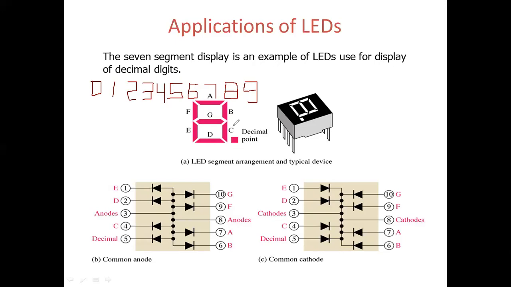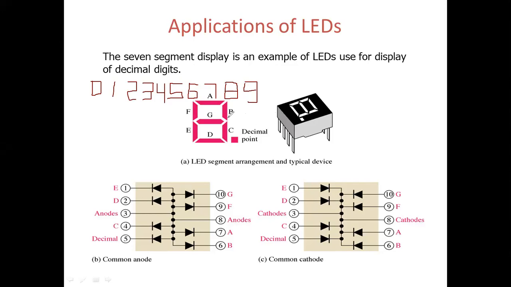When is it going to conduct? On passing the current. When the current is passing, is it forward bias or reverse bias? Forward bias. The diode will conduct only for the forward bias.